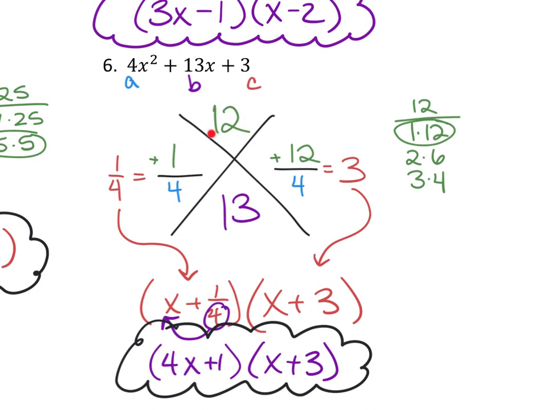A times C went into the top, which is 4 times 3, that's 12. B for bottom, 13 goes in the bottom, and my A value is 4. I then simplify my fractions here. 1/4 doesn't simplify, but 12/4 is 3. That becomes part of my linear factors, and again, if I have a fraction or a denominator in one of my linear factors, I'm going to have to swing that denominator forward, not to the front of the parentheses, but in between the parentheses and the x that it's attached to. 4x plus 1 times x plus 3 is the linear factors for this trinomial.